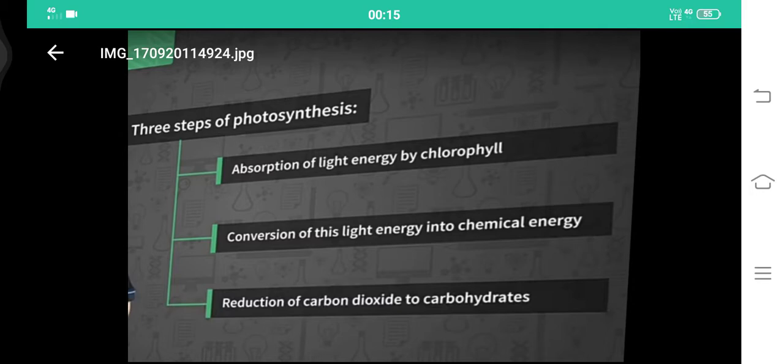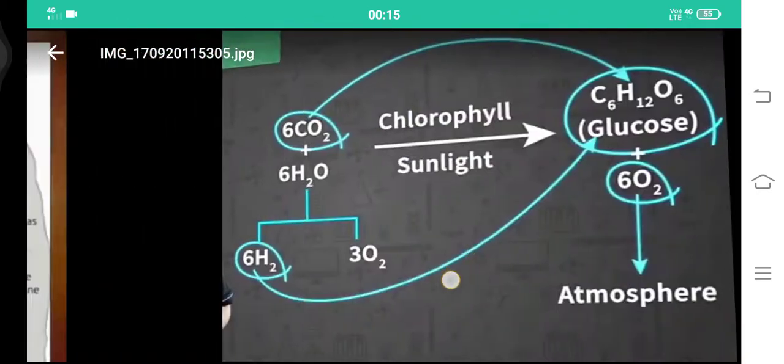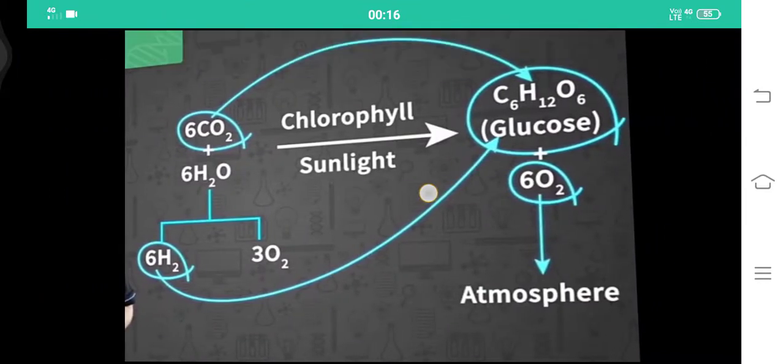Clear? What is the second step? Conversion of light energy into chemical energy. What about the third step, ma'am? Reduction of carbon dioxide to carbohydrate. How can we understand, ma'am? Let us understand with explanation. Clear? Observe this slide, children.